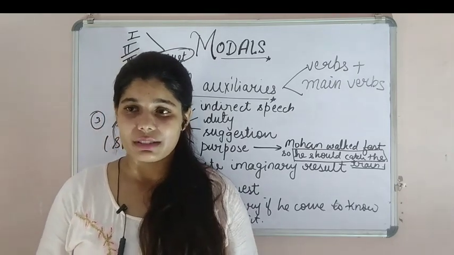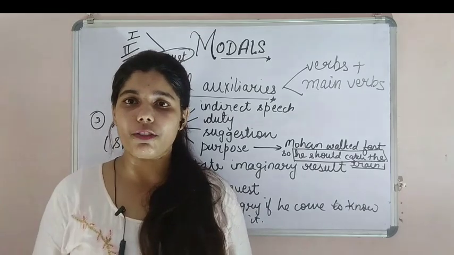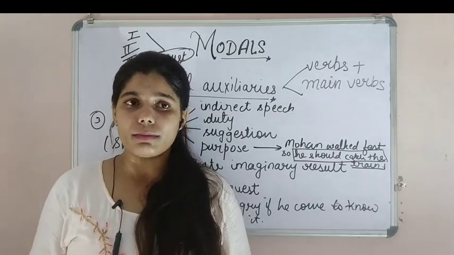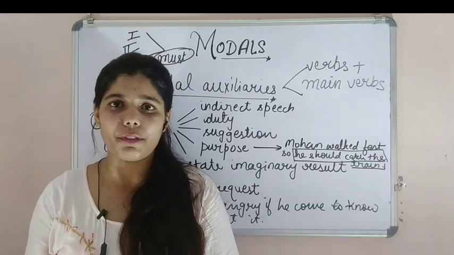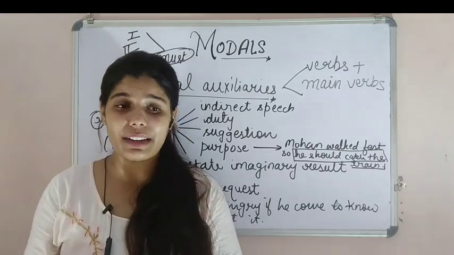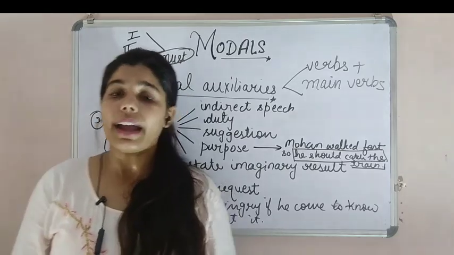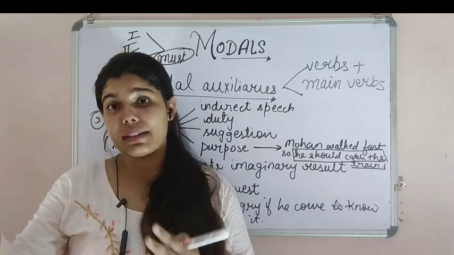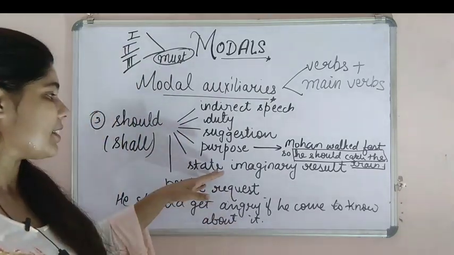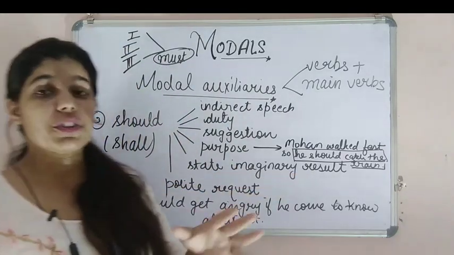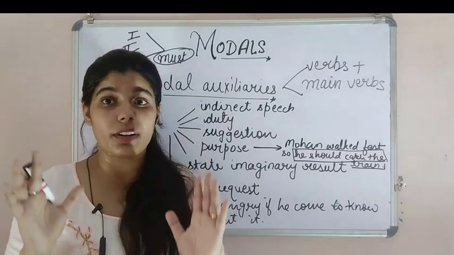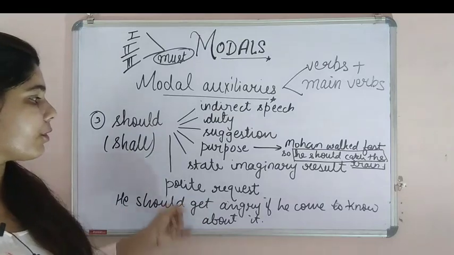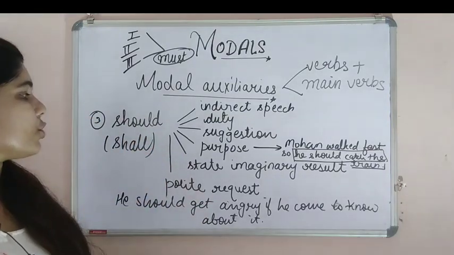Suppose there is a favorite pen of your elder sibling, and you by mistake misplaced it somewhere, or you are unable to find it. You borrowed it from him or her, and now you are unable to find it. You are very much able to understand what the result is going to be. So in such cases where you are stating an imaginary result, you know what kind of anger he or she would have. In such cases, we use this modal auxiliary should.